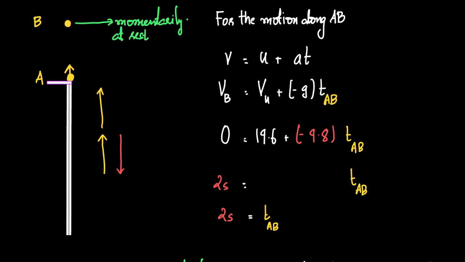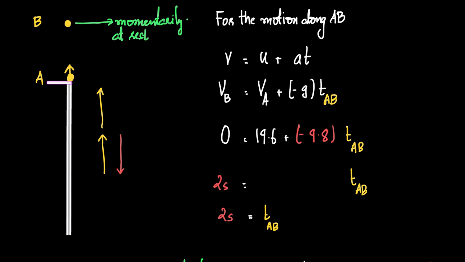For the motion along AB, the initial point is A and the final is B. V is equal to U plus AT. What is V? It's the final velocity, which is at B, so VB. What is U? It's the initial velocity at A, VA. My bad, this should be VA here.